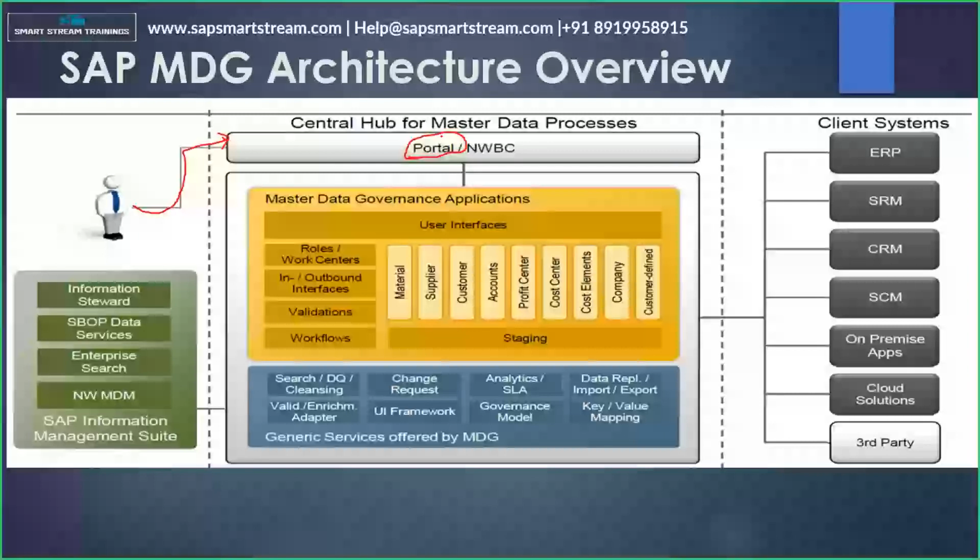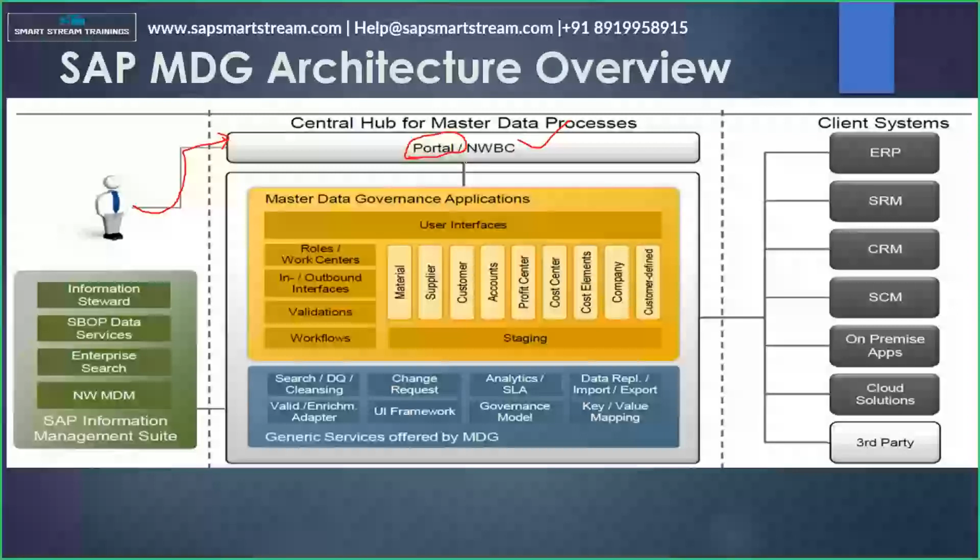So here is also the MDG overview. SAP has given one portal. The portal name is NWBC. The T code itself is NWBC, NetWeaver Business Client. So the user interacts with this T code NWBC. Once you click on this NWBC, the system redirects into the MDG system, directly moving on to the MDG UI screen.